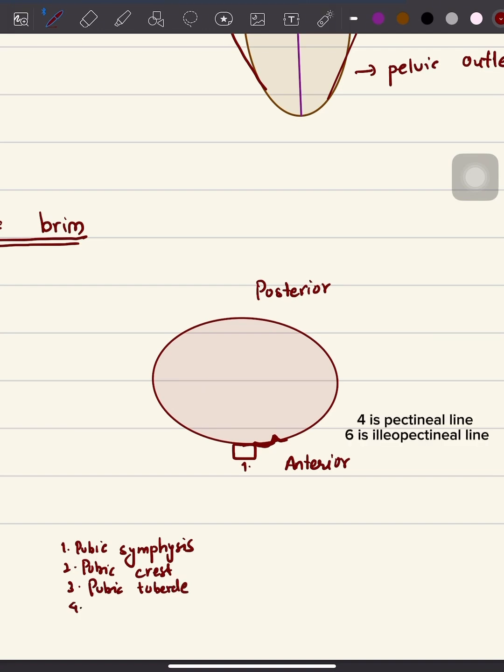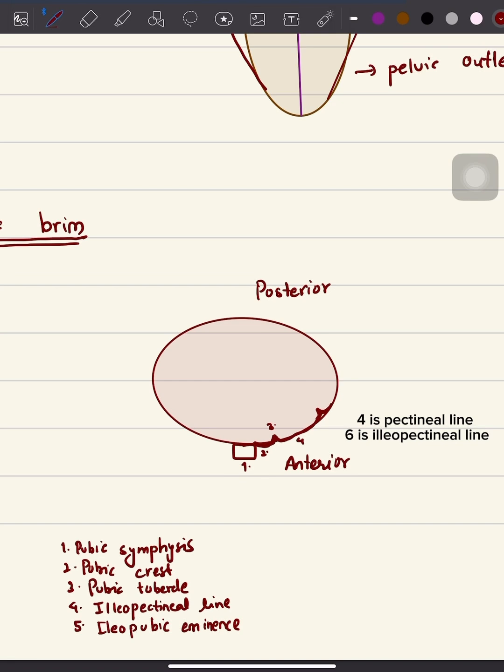After that there would be the iliopectineal line, and this line would be continued. This is the iliopectineal line. So 2, let's write 2 over here, 3 over here, and 4 over here, and this would be continuing, and it would give an eminence-like structure. This is an eminence, and this eminence is known as the iliopubic eminence.